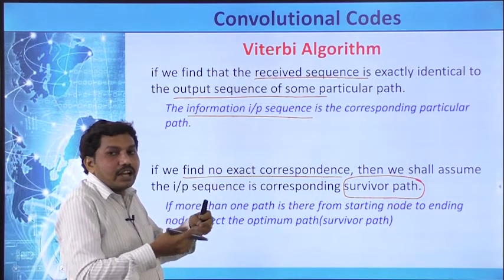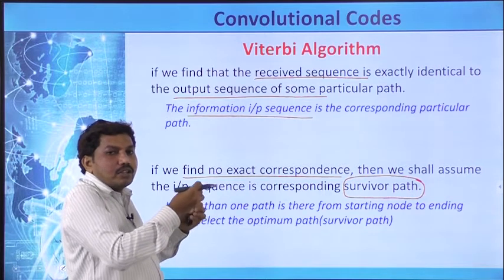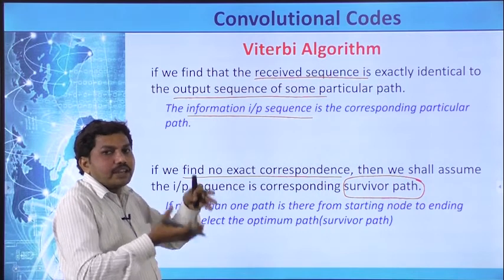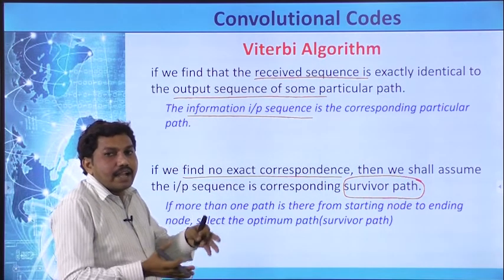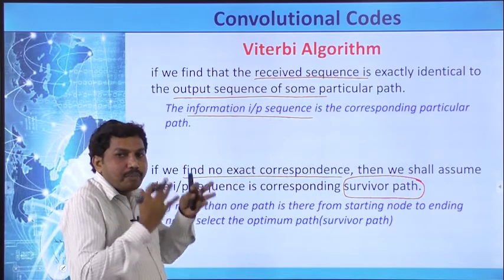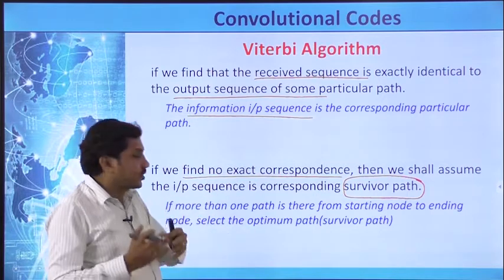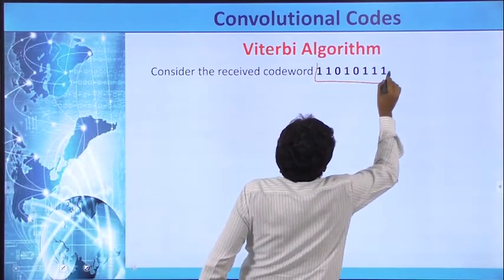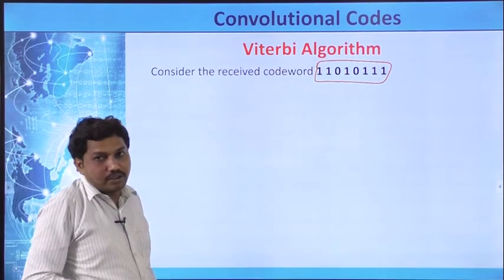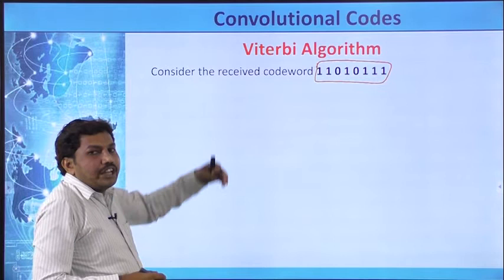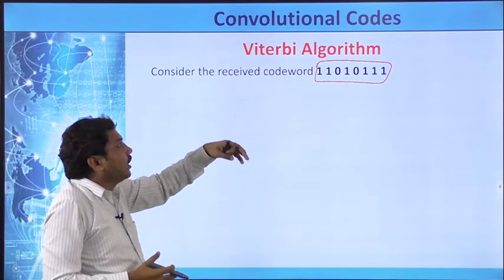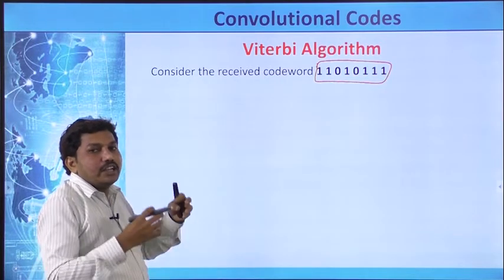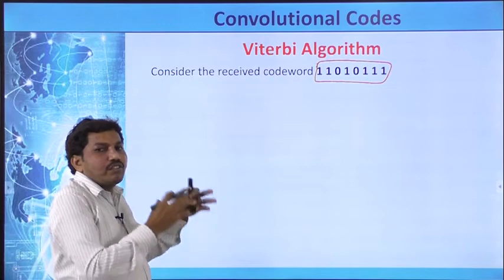For example, there are 3 possible paths from starting node to ending node. So out of these 3, which path has the least metric? That is the survivor path. So from that path, we want to write the input bit sequence. So consider the received code word is 11010111. So how to decode this received code word? By using Viterbi algorithm. What are the various steps involved while decoding the received sequence using Viterbi algorithm?